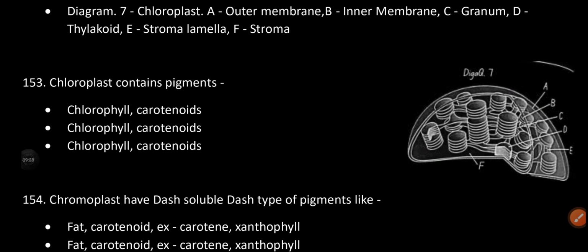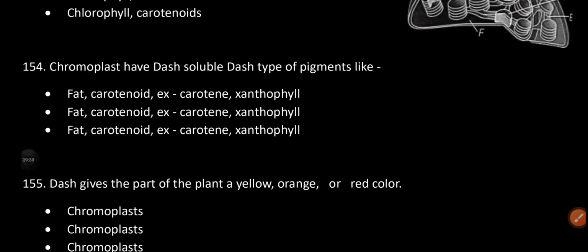Chloroplast contains pigments: chlorophyll, carotenoids. Chromoplast have fat soluble pigments like carotenoid, example carotene, xanthophyll.